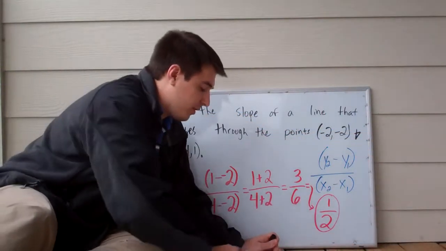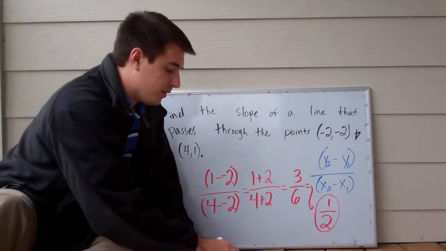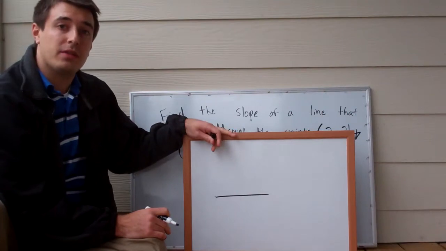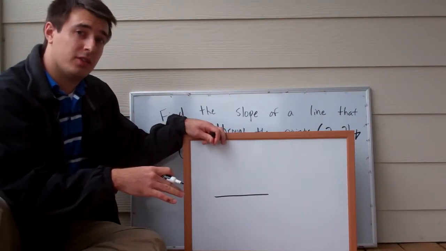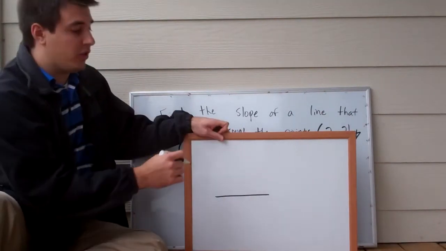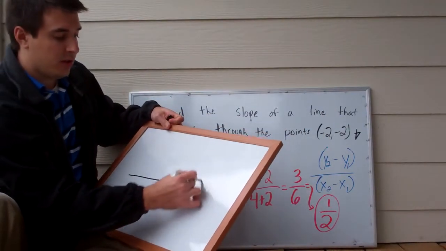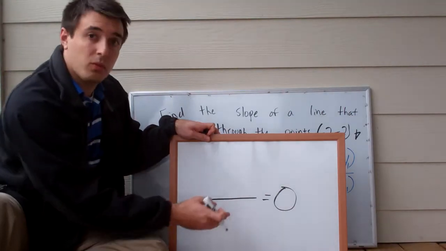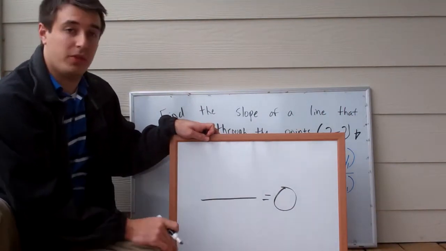But what happens when you have a horizontal slope? So you have the run, but no rise. Well, it actually is going to end up being just 0. So if you have run with no rise, your slope is 0.